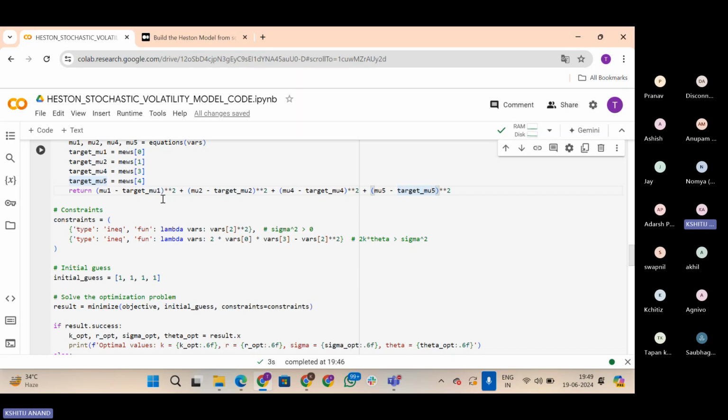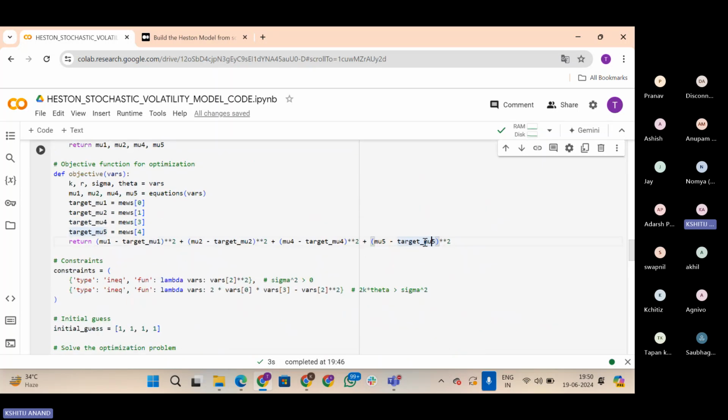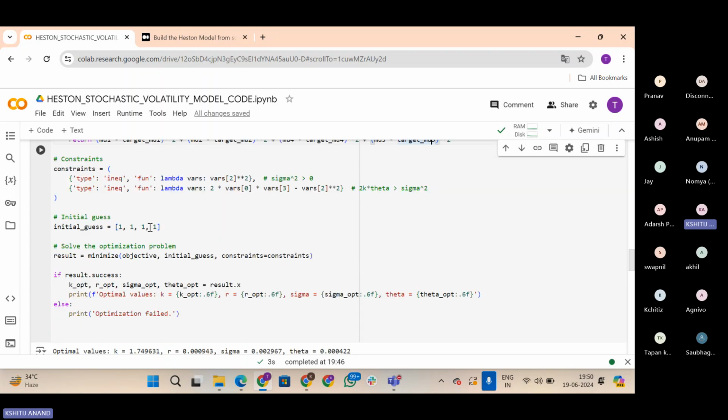Based on this objective function that you want to minimize, if it becomes 0, then you will be able to find the exact solution of these four equations. Otherwise, it won't be close to 0. You won't be able to find the perfect solution, but your solution will be as close to reality as possible. Okay, the initial guess is 1 1 1 1.